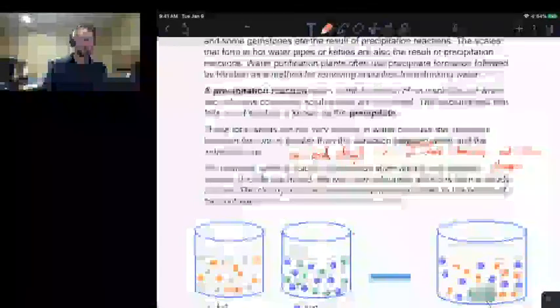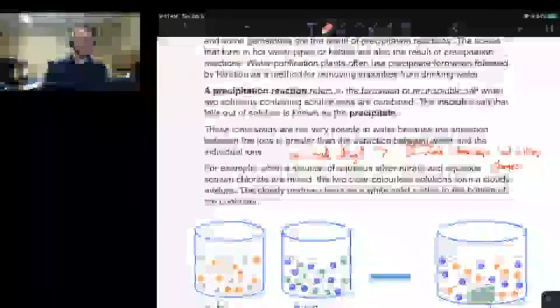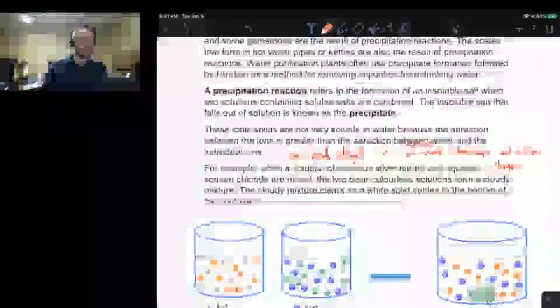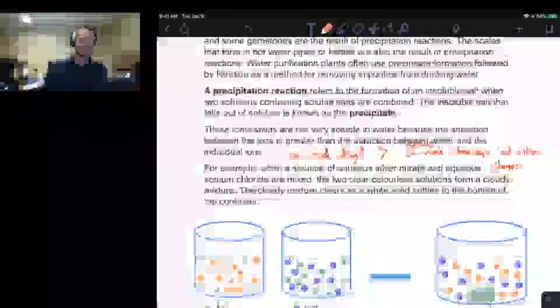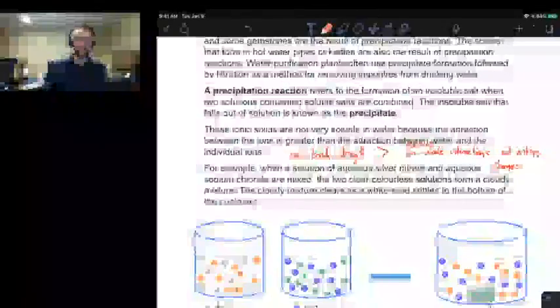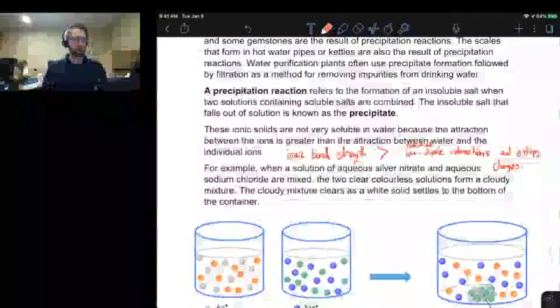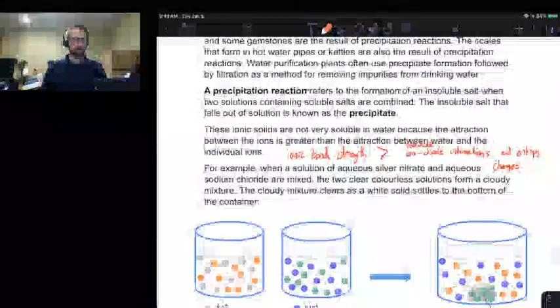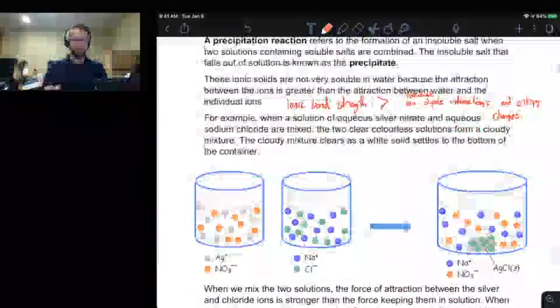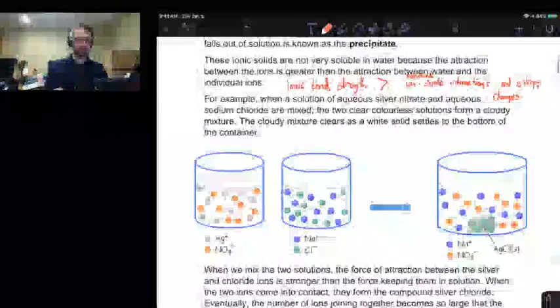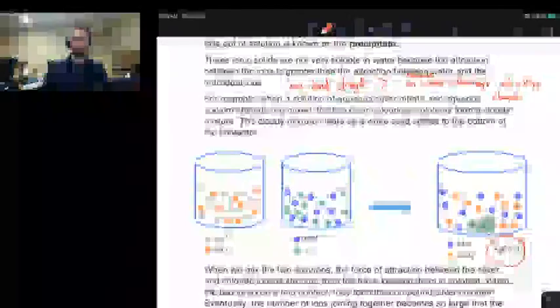So for example, when a solution of aqueous silver nitrate and aqueous sodium chloride are mixed, the two clear, colorless solutions form a cloudy mixture. The cloudy mixture clears as a white solid settles to the bottom of the container, and that white solid will be silver chloride.